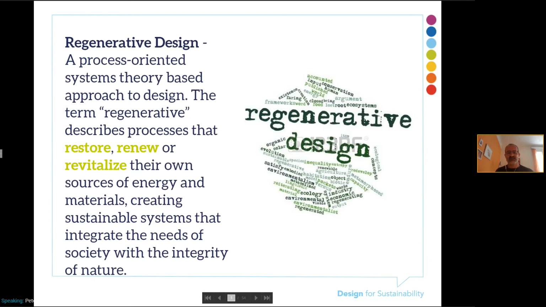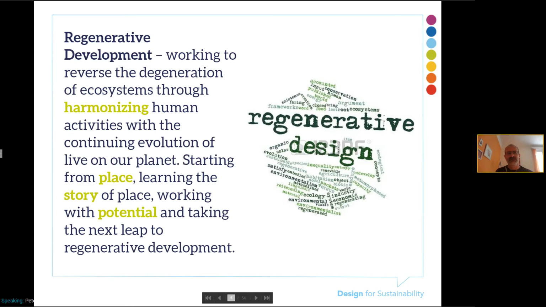In any case, going into regenerative design, here are a few definitions which I use and some people I'm associated with use. It's not the only definition, of course. It's a process-oriented and systems theory-based approach to design, and the term regenerative describes a process of restoring, renewing, and revitalizing their own sources of energy and materials, and creating with it sustainable systems that integrate the needs of society with the needs of nature.